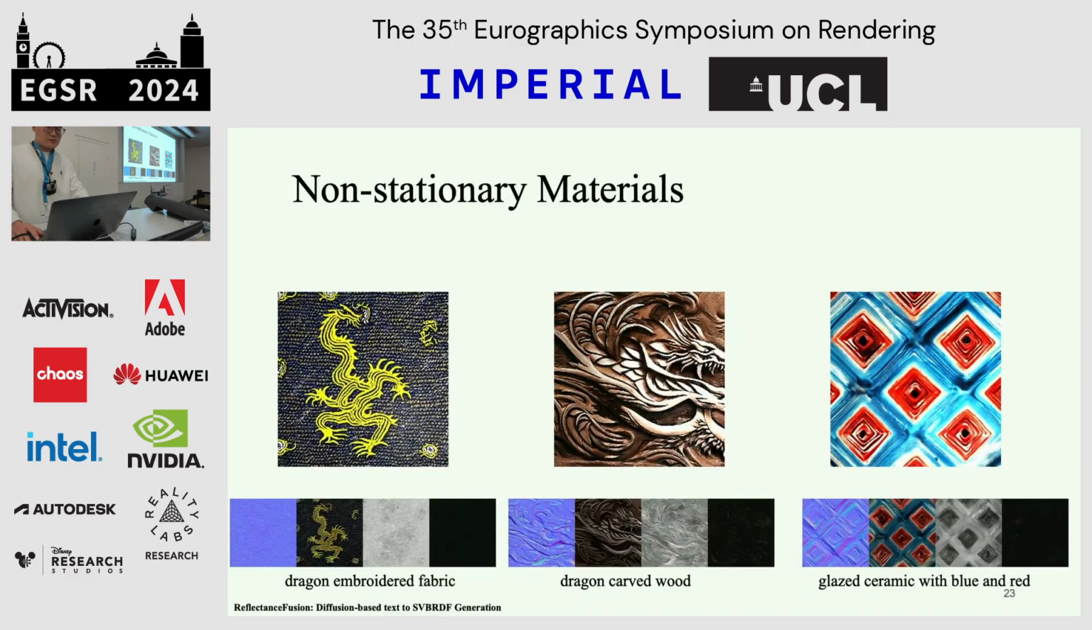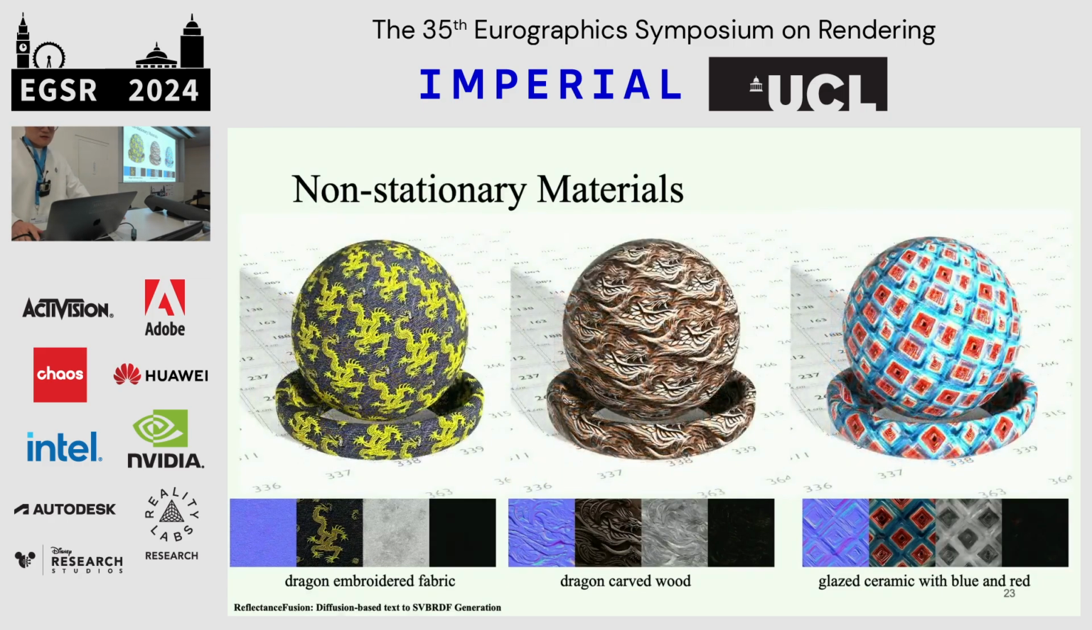Here are some non-stationary materials. We challenge our network using inputs such as dragon embroidered fabric, dragon carved wood, or ceramic with specific colors here. And that gives us the correct result. Here is the rendering on 3D balls.